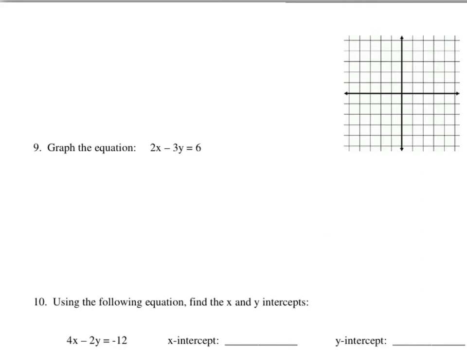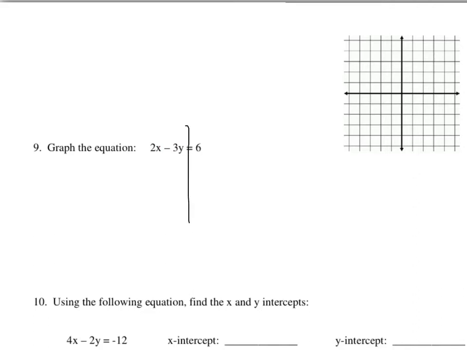And number 9, graph the equation 2x minus 3y equals 6. In order to graph it, we could do one of two things. We could find the x and y intercepts and then graph it. Or we can change this to y equals mx plus b in that format, in the slope-intercept form. I will go ahead and move it into slope-intercept form.